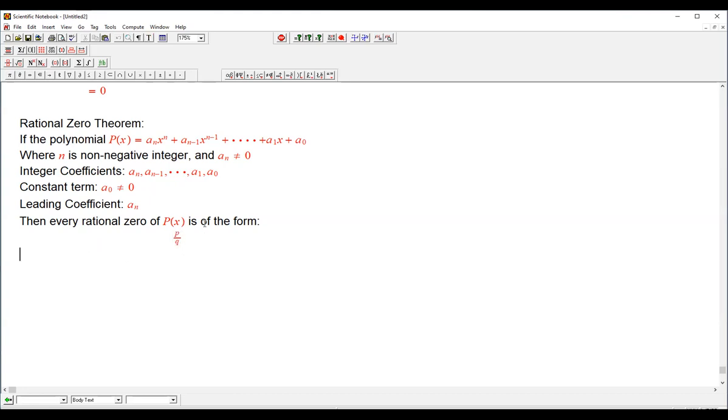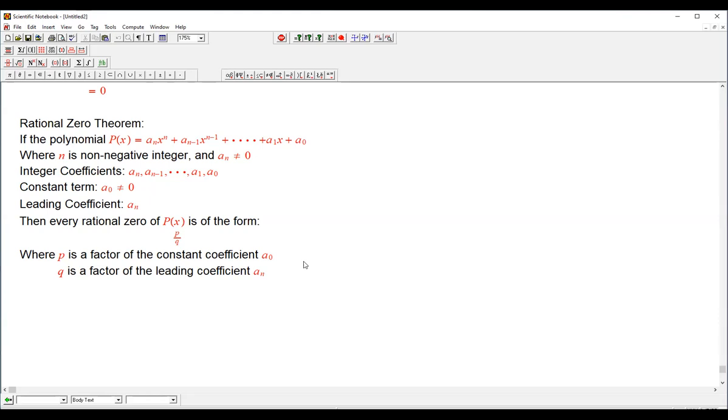Now we're going to explain what P and Q are, where P is a factor of the constant coefficient a sub 0, and Q is a factor of the leading coefficient a sub n. A sub n, what does that mean?